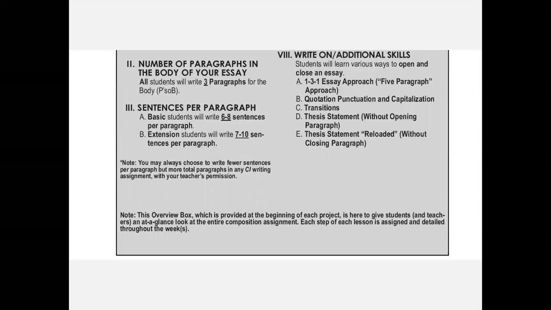Then I say Roman numeral 2. Look, guys, everybody's doing 3 paragraphs for the body of the paper. I always delineate the paragraphs of the body versus the opening and the closing, and I'll tell you why in just a few moments. All right, and then look, guys, basic kids, you were doing 6 to 8 sentences per paragraph. Highlight that in Roman numeral 3. Extension students, you're doing 7 to 10 sentences in each paragraph.